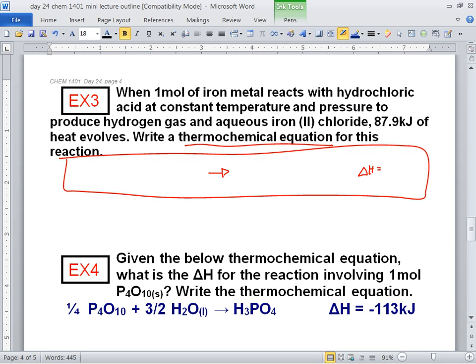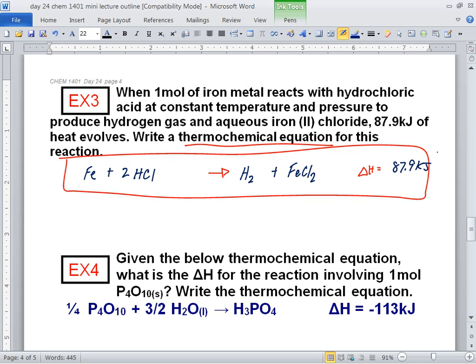Anybody want to give it a shot? It's worth a Hershey. Lorena, what do you want to say it is? Fe plus 2 HCl gives H2 plus FeCl2. It's good so far. Final answer? Negative 87.9. She was so close.